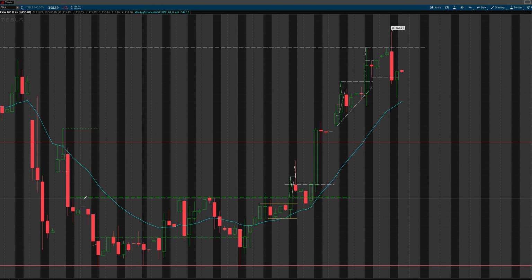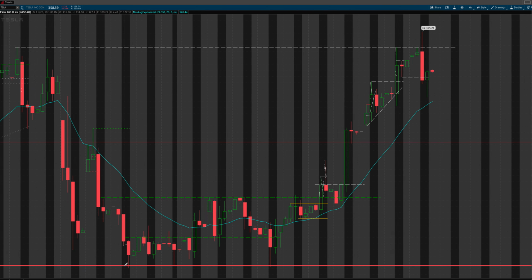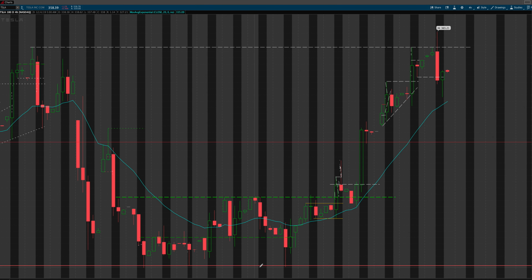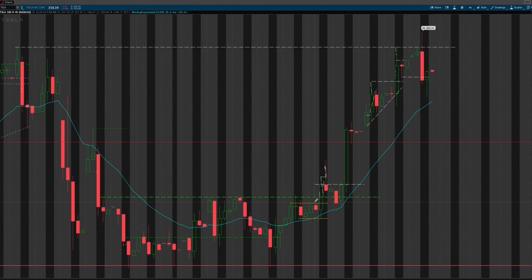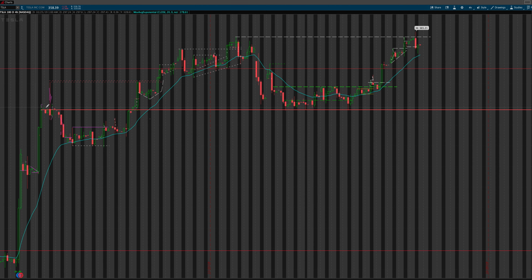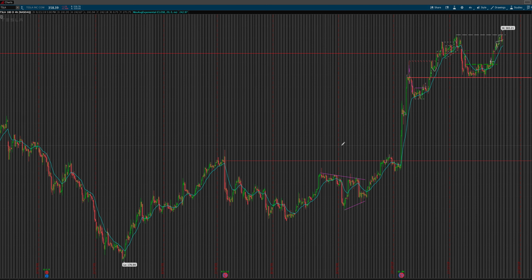This got rejected once, twice, three, four, five times, and ended up breaking out. So now I have a red area as it was a previous resistance, and now it became a support. We have red right here as a sell zone, and green as a buy zone because it's a new resistance, and it continued to the upside. So like what happened over here, its previous resistance area became a buy area, and then it continued to the upside. So that's Tesla stock right there.